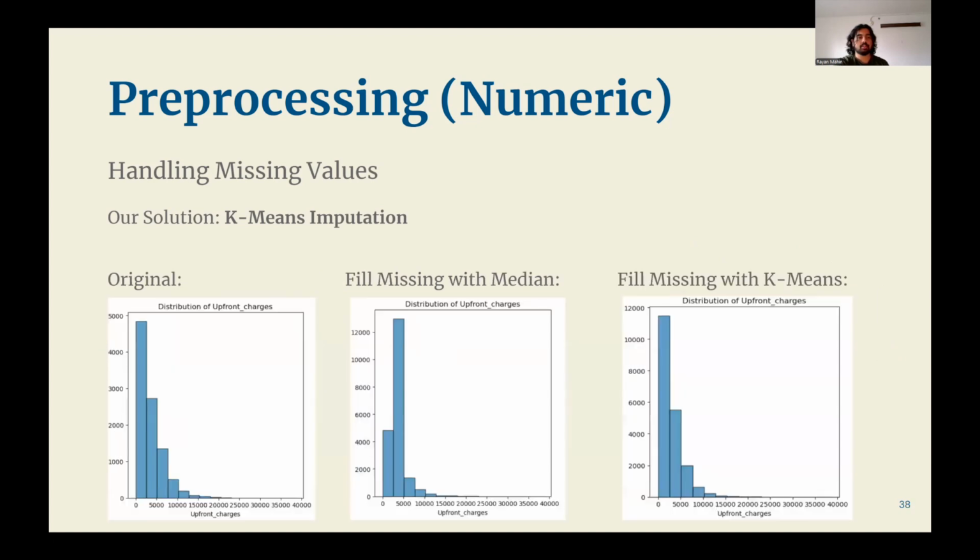And we can see the results here where we compare the original distribution, filling the missing with the median, and filling the missing with k-means. We can see that if you fill in the missing with the median, the data loses its original shape as all the values just go to the second bar there. But when you fill with k-means, it tries to predict the value of the missing variable by looking at other variables, which lets it get a more accurate imputation and more closely preserves the shape of the original data.